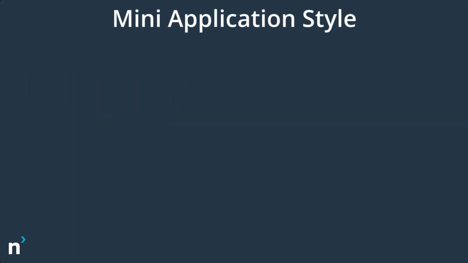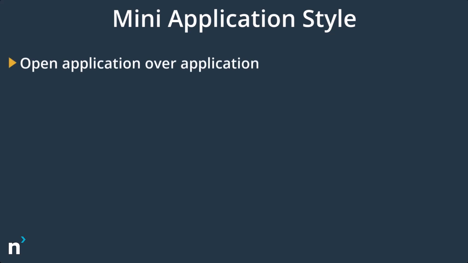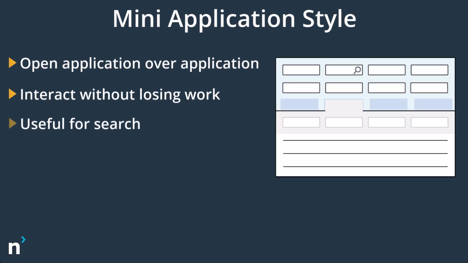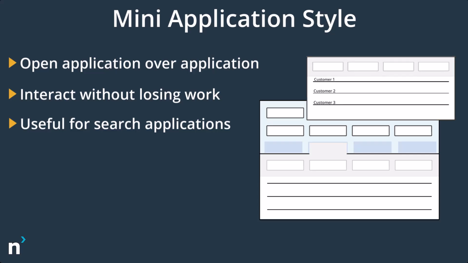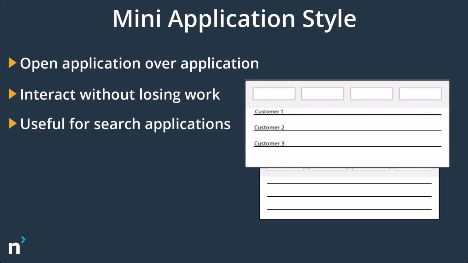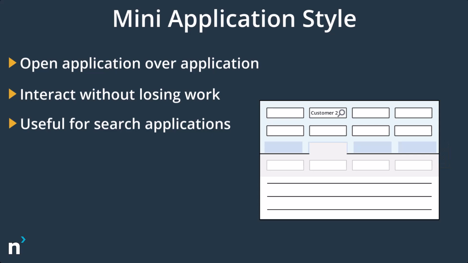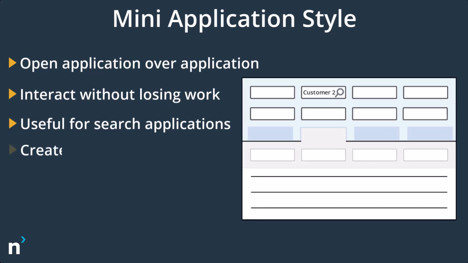The mini application style allows you to open an application over another application, allowing you to interact with the mini app without losing any work in the original application. This style is commonly used for search applications, which enables users to view, select, or create records in other tables. For example, in a customer invoices application, you can open a directory search application using the search action for the customer field to select an existing customer or create a new customer. This style also allows you to create a dashboard card for your application, which allows you to view and interact with it from a dashboard page.